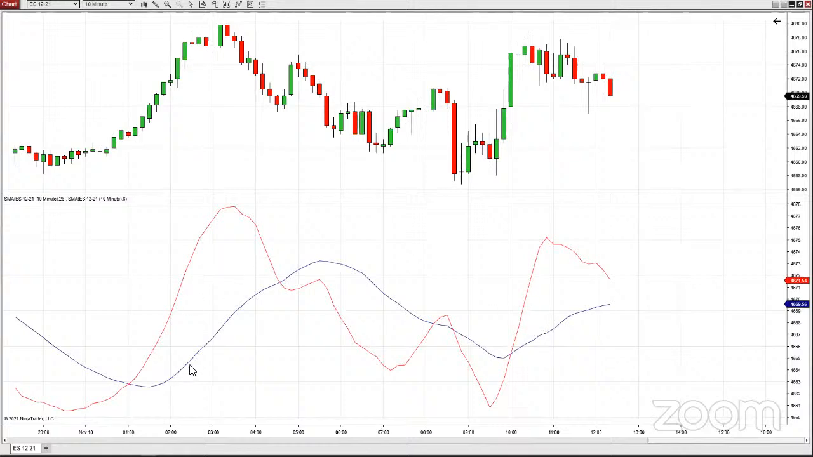So that's how I like to look at the moving average crosses: are they converging or are they diverging, and how fast? And is that suggesting a momentum continuation move or a new move altogether?